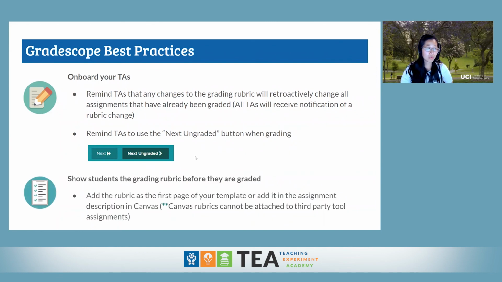And lastly, if you want students to be able to see a rubric before they're graded, add the rubric as the first page of your template or add it in the assignment description in Canvas. Just keep in mind that a Canvas rubric actually cannot be attached to a third-party tool assignment, so you can't mix and match the two of them. Students will only see the final grading rubric that you did in Gradescope after they're graded. So if you want them to see a rubric beforehand, make sure you provide it somewhere else.